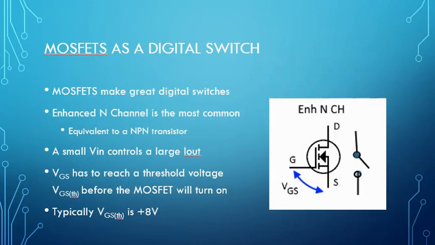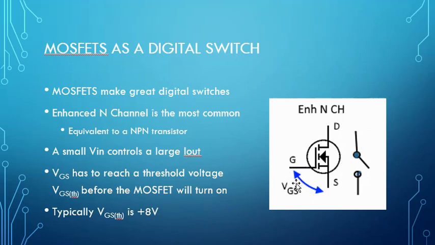MOSFETs as a digital switch. MOSFETs make great digital switches. The enhanced N channel is the most commonly used, and it's equivalent to an NPN transistor. A small input voltage called VGS between the gate and the source controls the drain source.